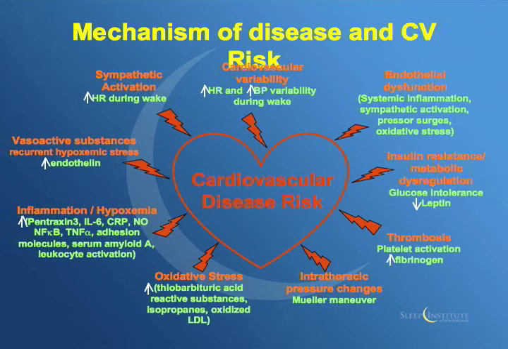There's also a bunch of substances that are produced with oxidative stress. There are intrathoracic changes that happen, and I'll go into the Mueller maneuver in just a minute. There's increased fibrinogen and thrombosis. There is decreased leptin levels and glucose intolerance, and then there is more endothelial dysfunction related to the hypoxemia and systemic inflammation. And this is where we think that the cardiovascular risk is coming from.